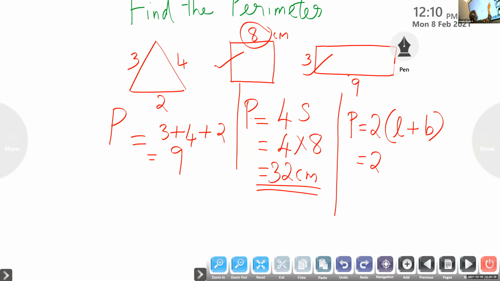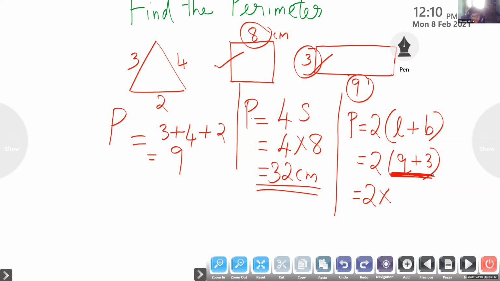2 times. What is the L given here? That is 9 plus. What is the breadth? 3. Okay. Now, children, we will do the calculation in the bracket first. What is 9 plus 3? 12. So 12 into 2? 24. 24 centimeter.